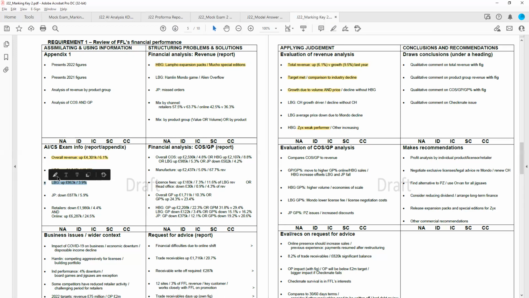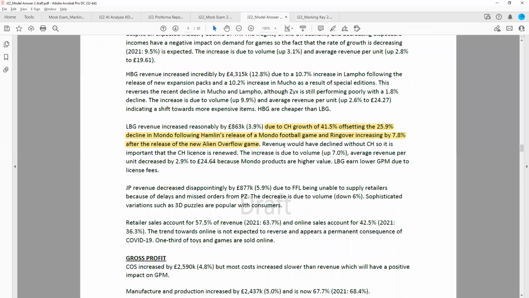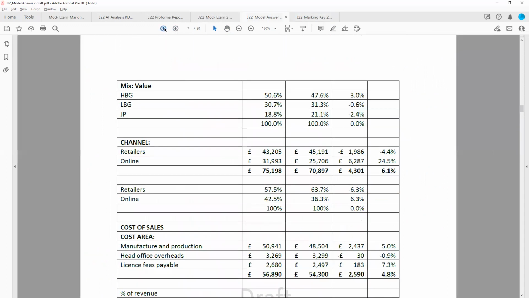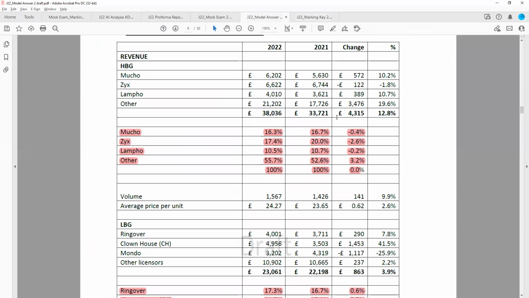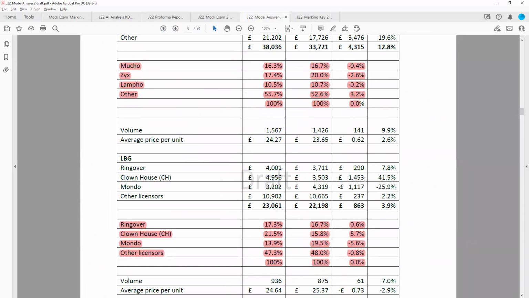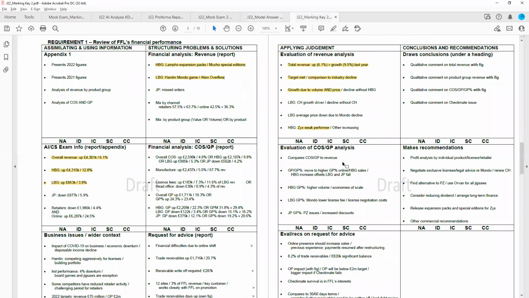But you can see, so again, LBG, number, reason. And then our further insight point, we said revenue would have declined without CH. So it's important that that license is renewed. So that's another good further insight trend point to look at. The number and the reasons are quite easy. These further insight points tend to be a bit more challenging. So you could have said actually without CH, if you stripped out that growth, LBG would have gone down. So that's quite interesting how dependent it is on CH. You could possibly have mentioned the mix as well, increased dependency on CH, or CH is propping up the product group.